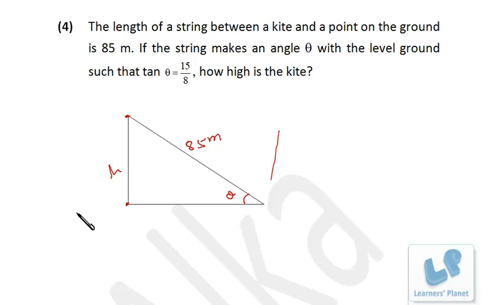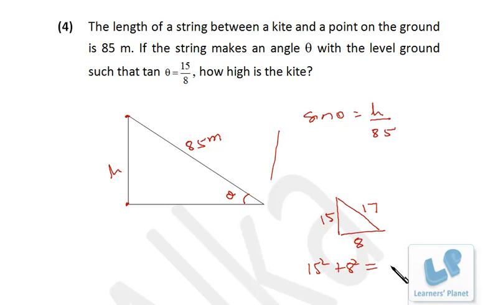So suppose this is h, right? Now the relationship between these two is given by sine theta, perpendicular and hypotenuse. So sine theta is equal to h by 85, right? But we are not given the value of theta or sine theta, but we are given tan theta. So tan theta is actually 15 by 8, right? So this is 15, this is 8. If we apply Pythagoras theorem, we'll be getting this as 17. 15 square plus 8 square is equal to x square, so that is 17 square, right? That means this length is 17.